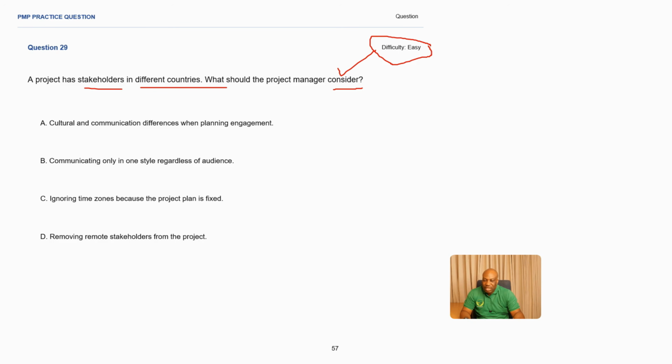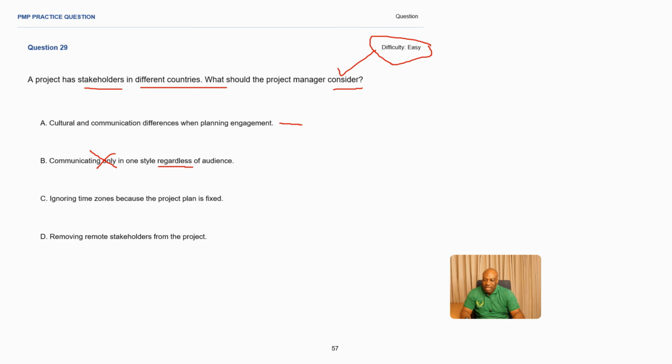A: Cultural and communication differences when planning engagement. Most likely you are going to have cultural and communication differences if people are in different countries, so we leave this one out. B: Communicating only one style regardless of audience. This cannot work. Different countries, different stakeholders, they have different communication needs, even communication styles. So eliminating this one automatically.